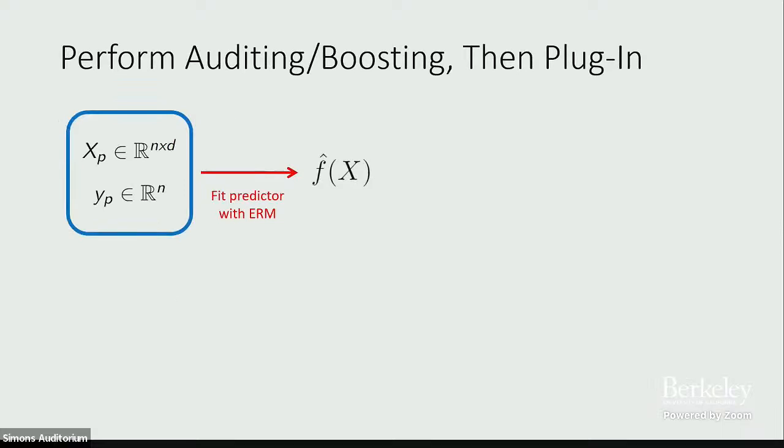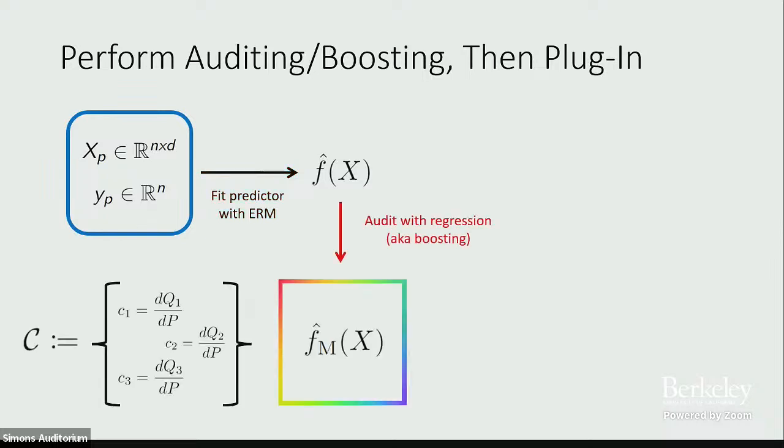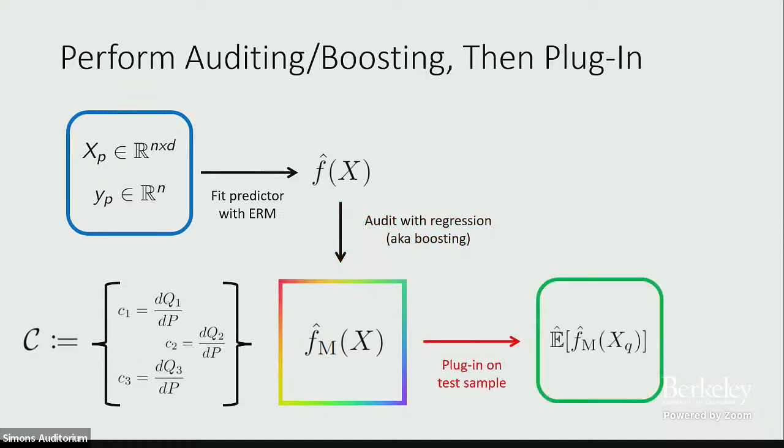OK, so that suggests this meta algorithm, because one way that we know of how to get multi-accuracy is by doing auditing. So if we have our set C of density ratios, we can audit with regression to get f hat m, which is then multi-accurate, and we plug that in on the test sample. And this is the basic meta algorithm of the universal adaptability paper that Christoph alluded to two days ago. OK, is everyone with me?